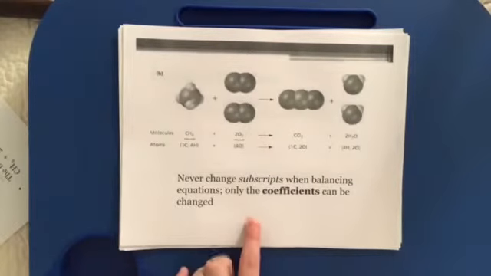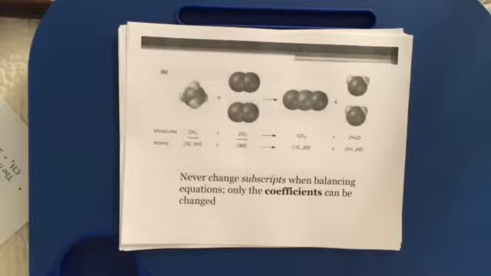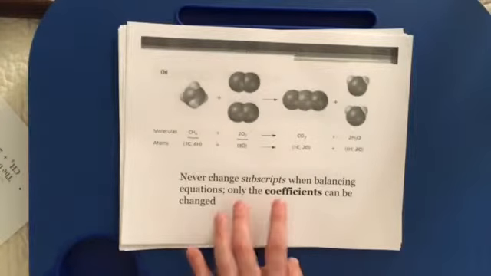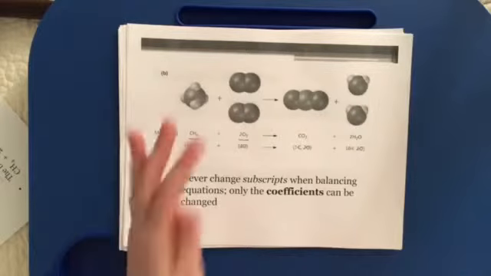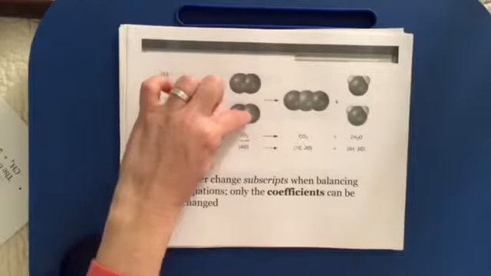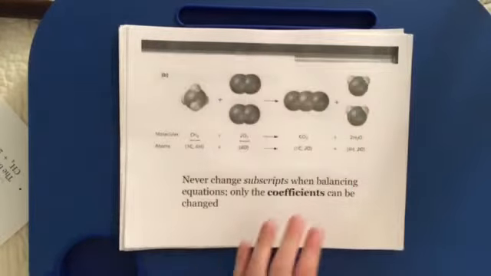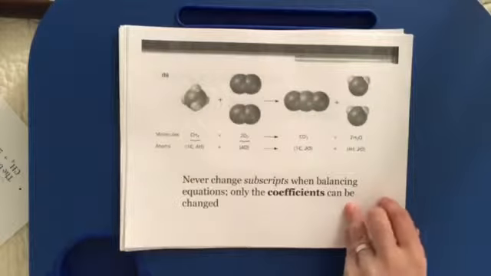So when you're balancing, we're never going to change subscripts because that would be changing something or making something up. Subscripts are what tell us what compound we have and how they are bonded together. So we don't want to change that because then we change the formula. What we would want to change are the coefficients because that just tells us how many we have. So it just tells us instead of 1 oxygen molecule, we have 2. Instead of 1 water molecule, we have 2. So we always just want to change coefficients.